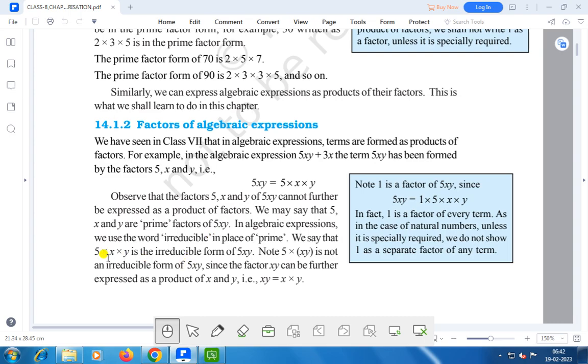In algebraic expressions, we use the word irreducible in place of prime. In irreducible form, we say that 5 into x into y is the irreducible form of 5xy. Note that 5 into xy is not an irreducible form of 5xy, since the factor xy can be further expressed as a product of x and y, that is xy equals x into y.